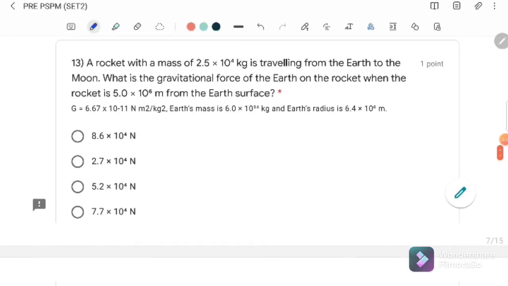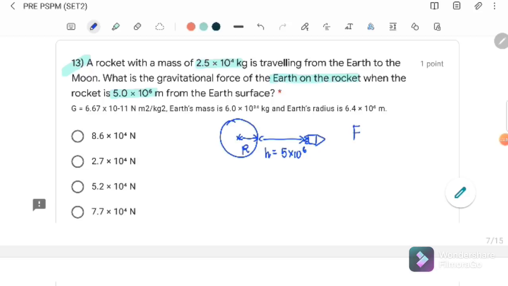Question number 13 is chapter 7. A rocket with mass 2.5 exponent 4 kg is traveling from the Earth to the Moon. What is the gravitational force of the Earth on the rocket when the rocket is 5 exponent 6 meter from the Earth's surface? So we want to find the force between the Earth and the rocket. Let's say this is the Earth and this is the rocket. The distance from the Earth's surface, h, is 5 exponent 6. But when you want to find r, the radius, we need to measure from the center, so later we need to add the radius of the Earth.